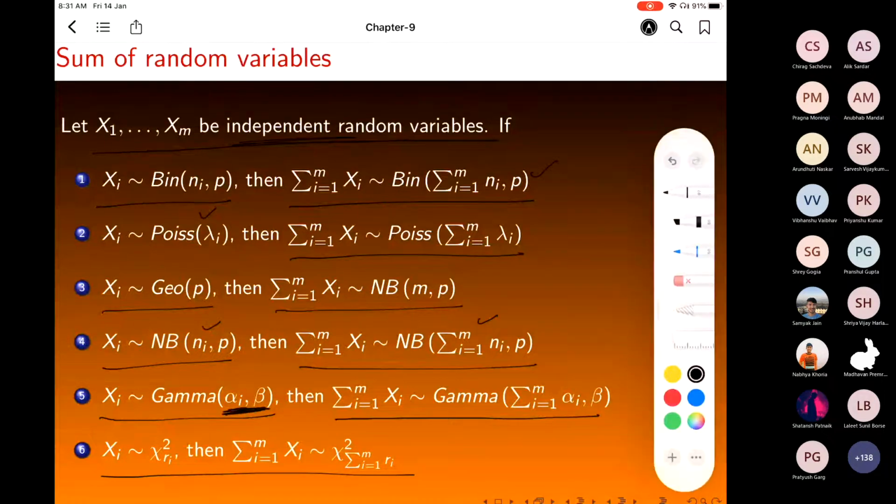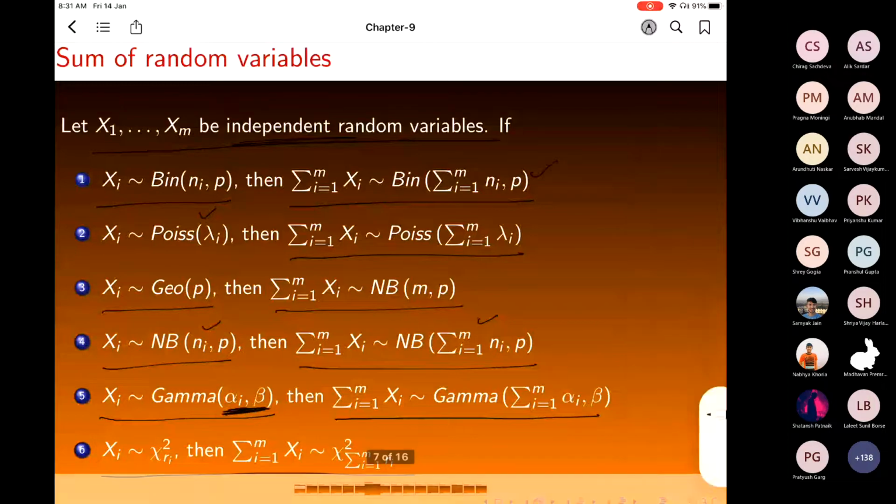So just a notation here. In some books, notations are given as alpha i comma lambda, in some by alpha and beta, and beta is 1 by lambda basically, the inverse of the rate. But it basically depends on how you are writing the density. So the density is lambda raised to power alpha divided by gamma alpha, e raised to power minus lambda x, x raised to power alpha minus 1. So alpha will be the same and lambda will be 1 by beta. Usually in some books we take it that way.